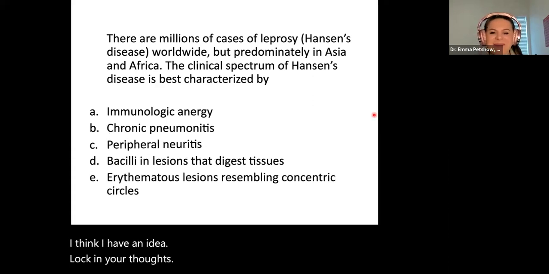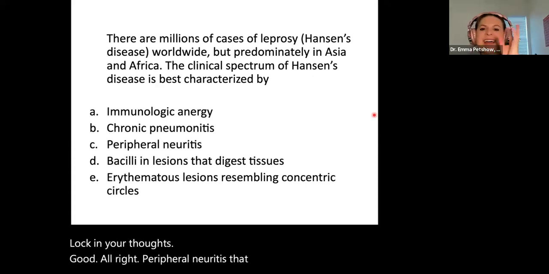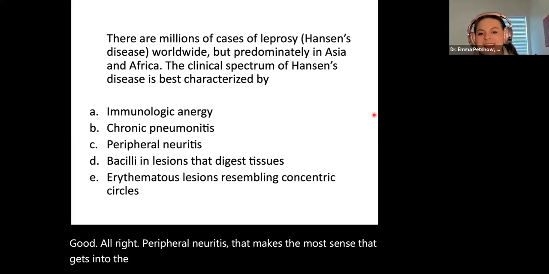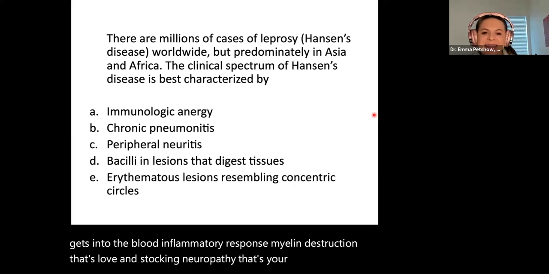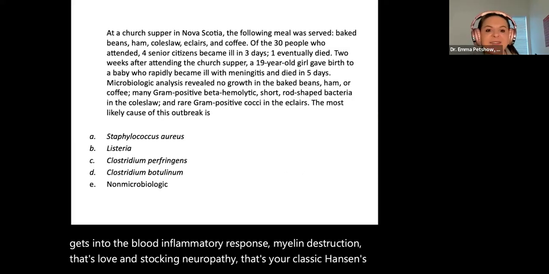All right, peripheral neuritis. That makes the most sense. That gets into the blood, inflammatory response, myelin destruction. That's glove and stocking neuropathy. That's your classic Hansen's leprosy, because the lesions differ, right?